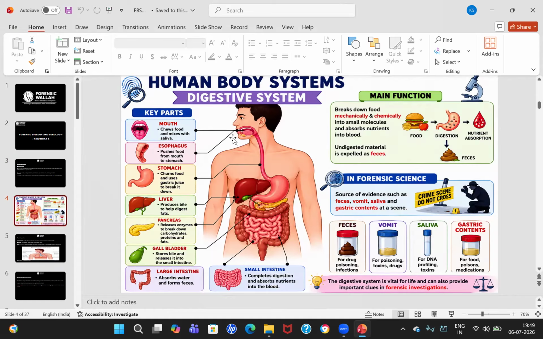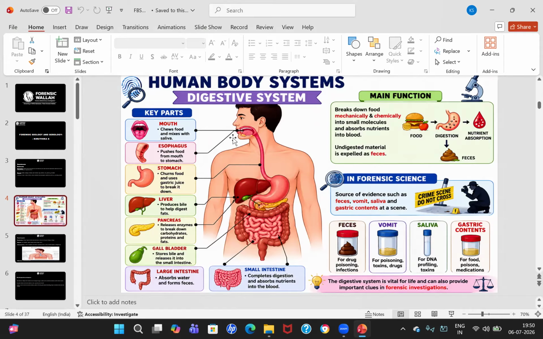This gastric juice helps break the food into even smaller pieces, and the liver produces bile juice. Bile helps in emulsification of fats. So larger fatty molecules and proteins are broken down into smaller molecules, mainly for digestion of fats. Your liver plays a vital role. Then comes your pancreas. The pancreas produces pancreatic juice, which helps in breaking down carbohydrates, proteins, and fats.